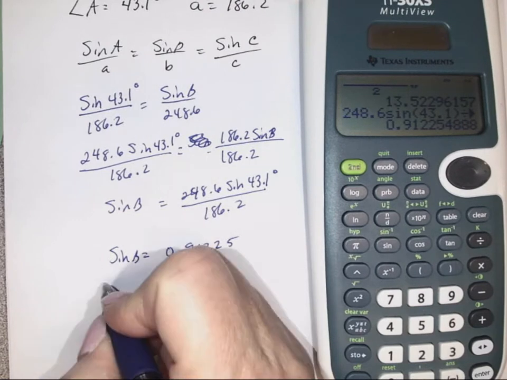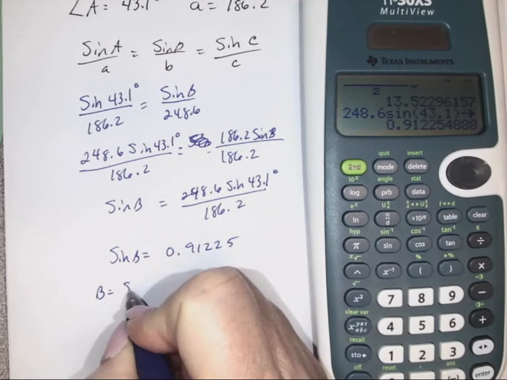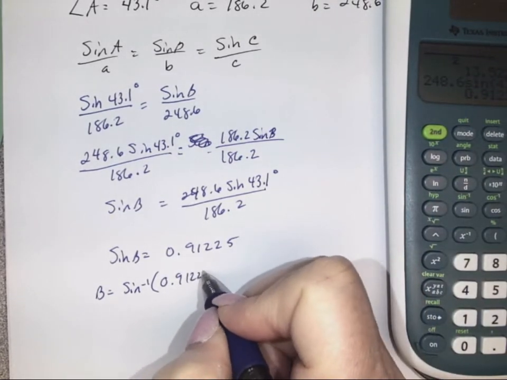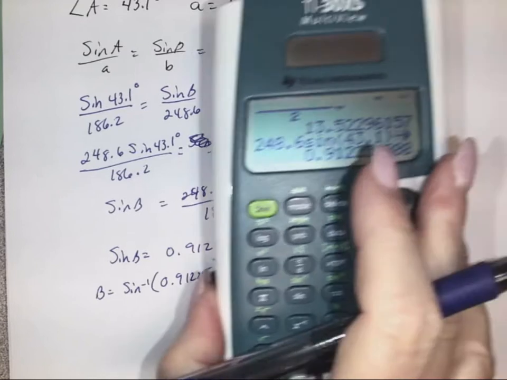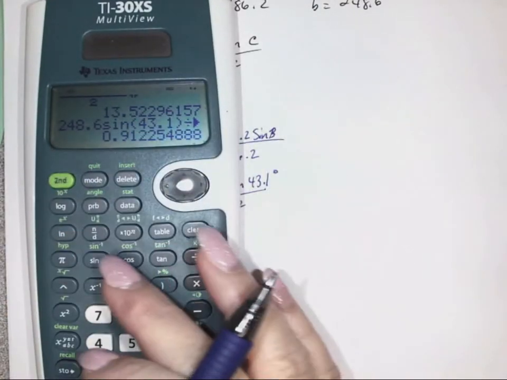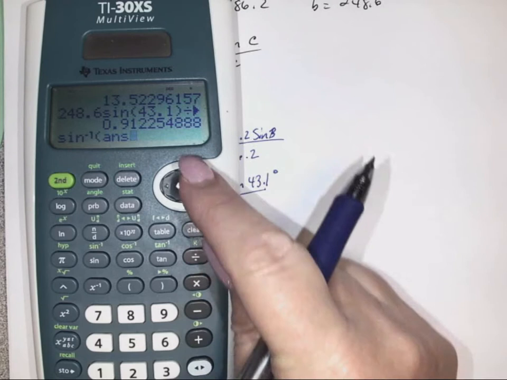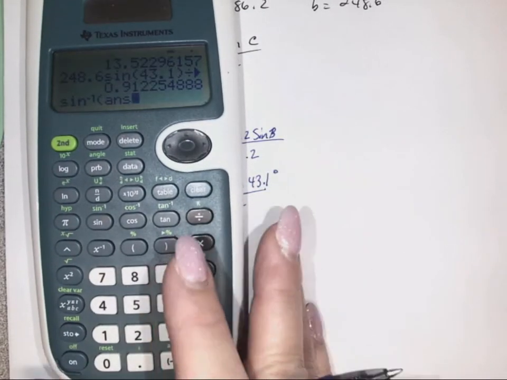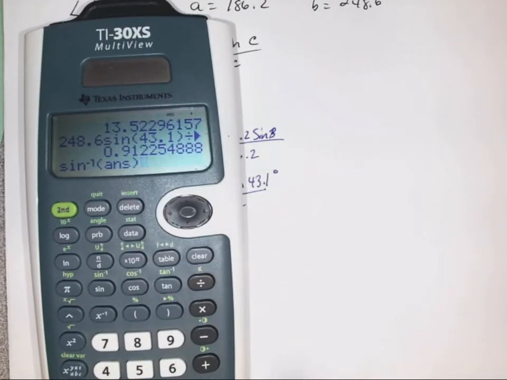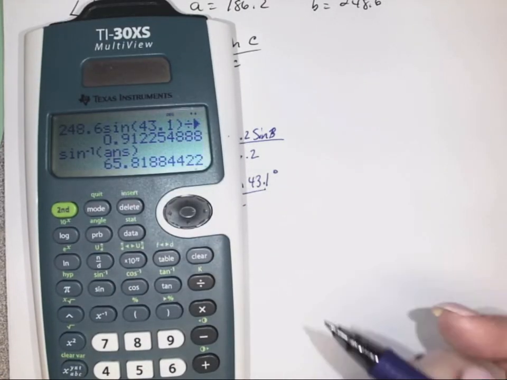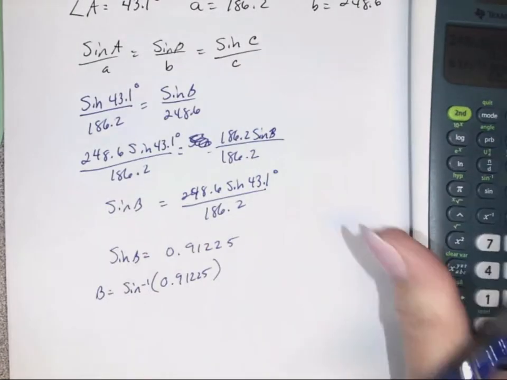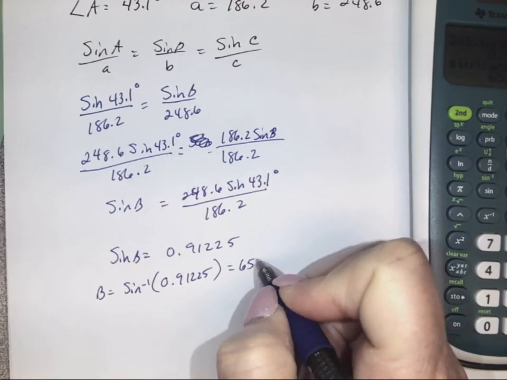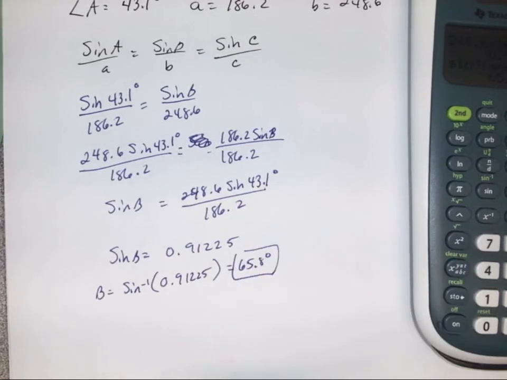So in order to find angle B, we need to do the sine inverse of that number. So 0.91225. What I'm going to do is do the second sine inverse, second answer. I can put that answer straight in with my second answer. The answer key is right here. And it'll get me 65.8. So our B is 65.8 degrees. All right.